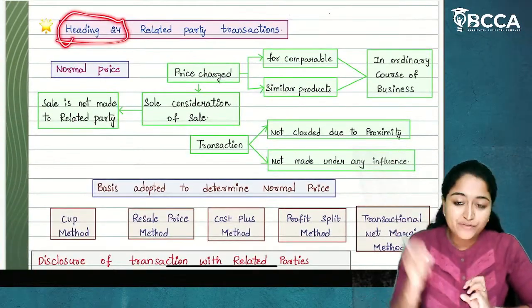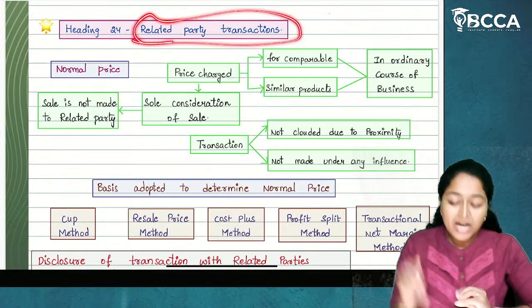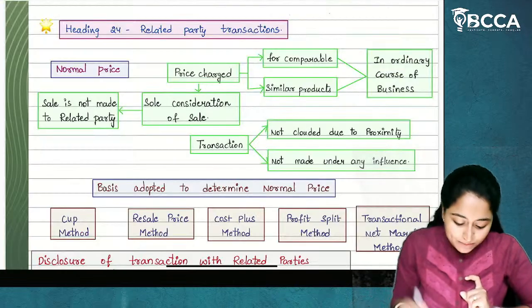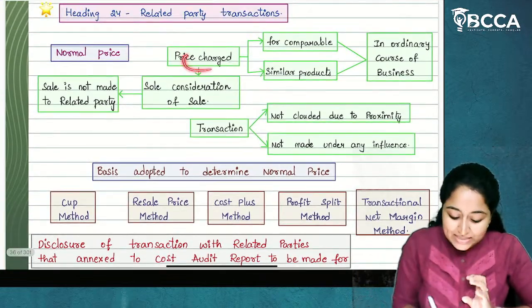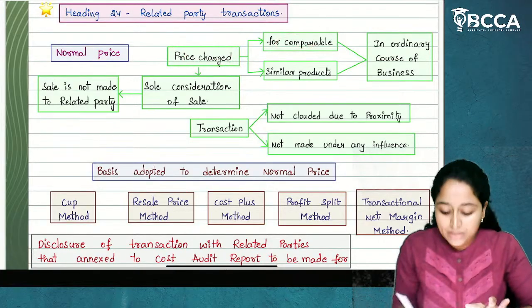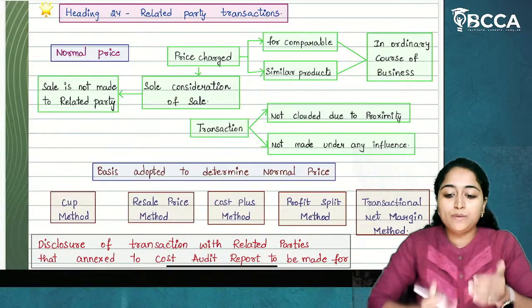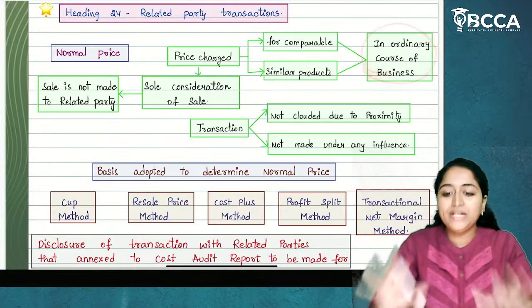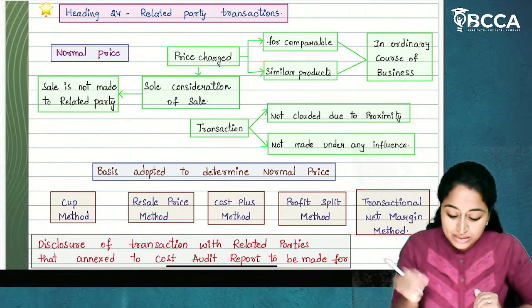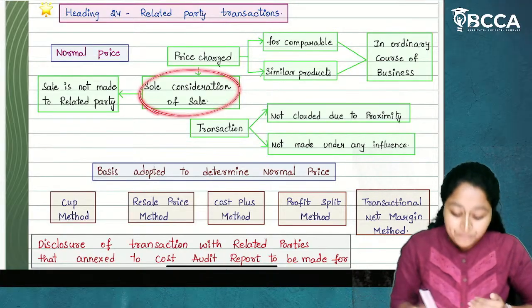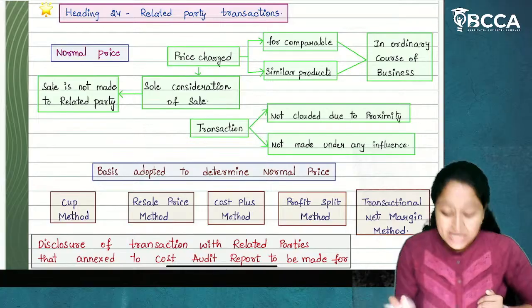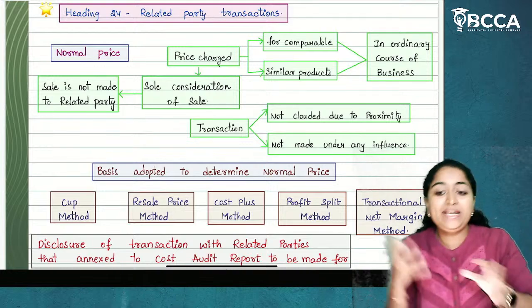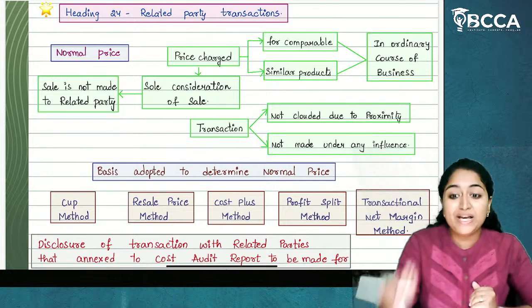Now, what is given in this related party transactions? See, heading number 24, I have clearly given in a shortcut format in my handwritten notes. Related party transactions. Now, what is the question about? Determine normal price. Now, what is called normal price? We are going to see. Normal price is the price charged for a comparable or similar product, which means in the market there will be a comparable or similar product. For those products, whatever price is charged in the ordinary course of business, that price should be the sole consideration of the sale, which means the entire price should be the sole consideration. It should not be in kind or in any other format. It should be entirely in price payment.